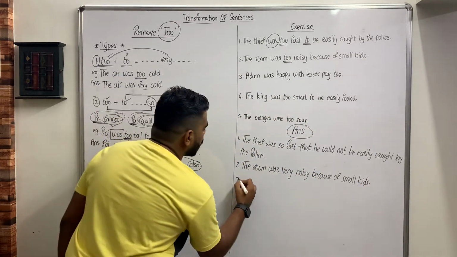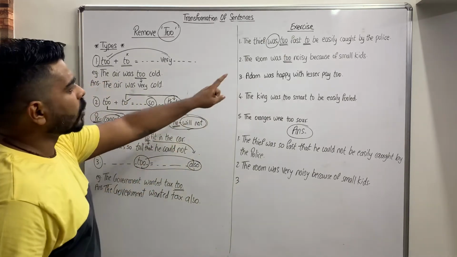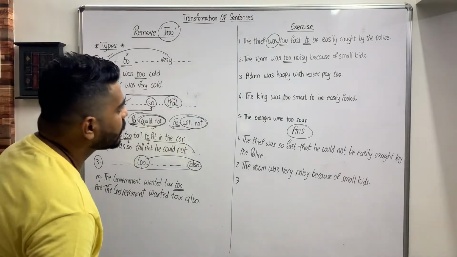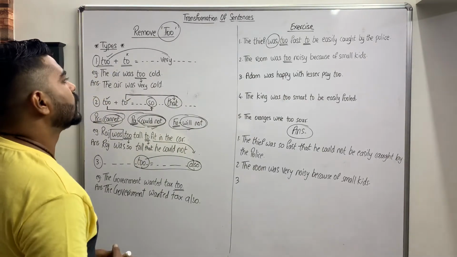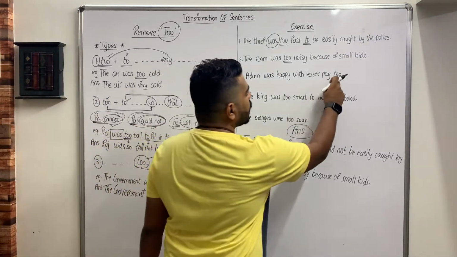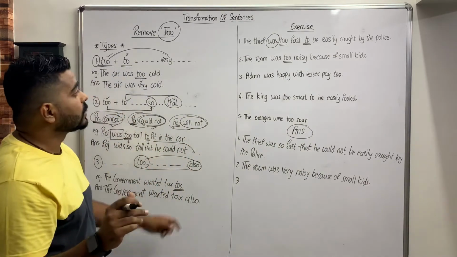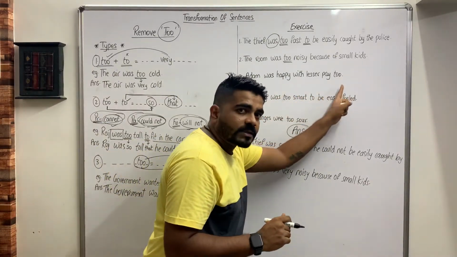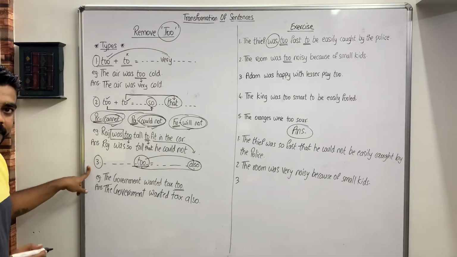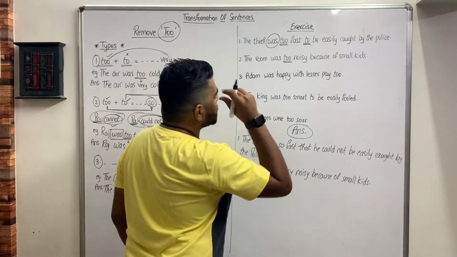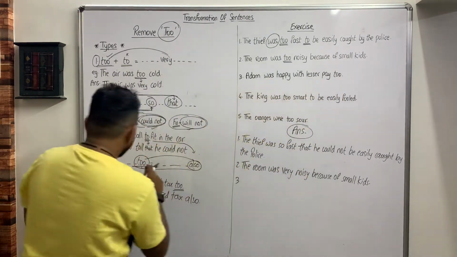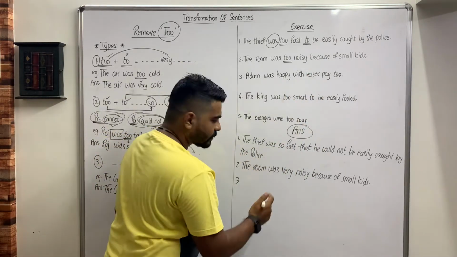Alright? The third one. Adam was happy with lesser pay too. Now which type is this? TW2 is given, TO2 is not given. So it is type 1. But TW2 is the last word in the sentence. So because TW2 is the last word in the sentence, it comes in type 3. What do we do in this? Use the least amount of brains that you can. Adam was very happy with lesser pay. In place of TW2, "also".